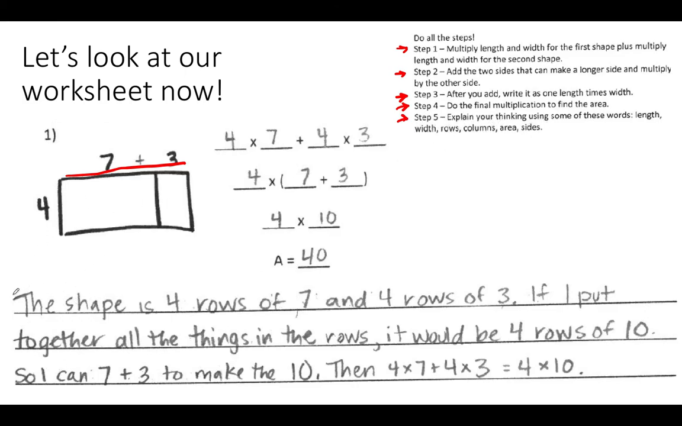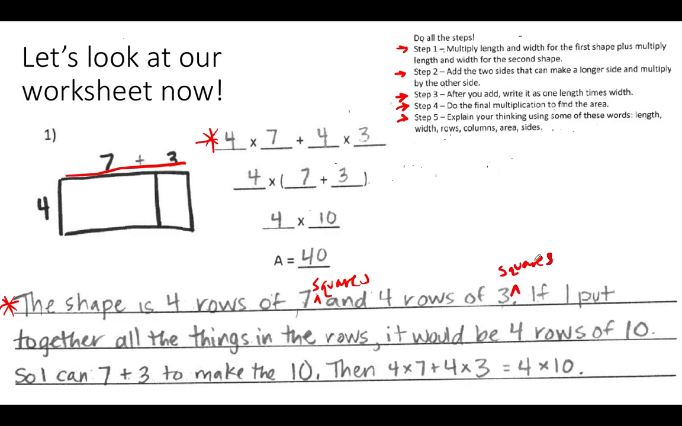And notice what I did here. This sentence kind of goes with this. But I'm not talking about the steps. I did 4 times 7 plus 4 times 3. I'm talking about the shape, how I think of the shape. The shape is 4 rows of 7. Honestly, if I wanted to make this even better, I could say squares and 4 rows of 3 squares. See, we can always improve our writing.